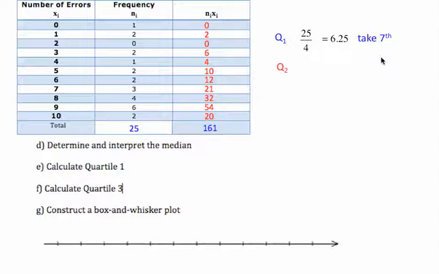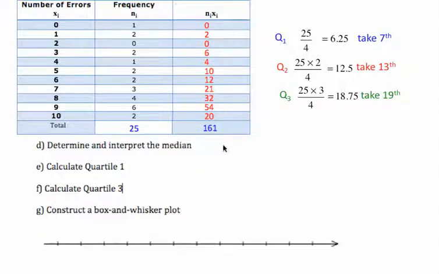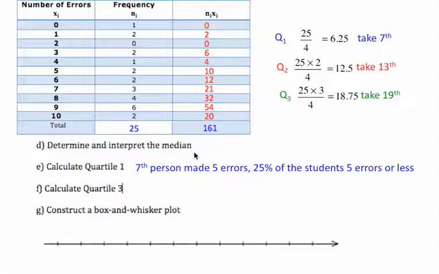So I'm going to take the 7th value. For quartile 2, 25 times 2 divided by 4 is 12.5. Because it's a decimal, I'm going to round up to 13. For quartile 3, 25 times 3 divided by 4 gives me 18.75. Because it's a decimal, I'm going to round up to the 19th. So quartile 1 is going to be the 7th person.